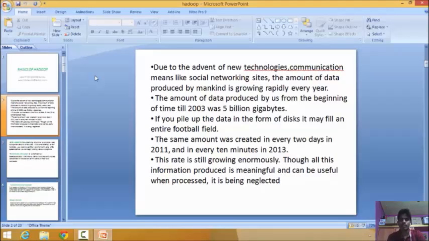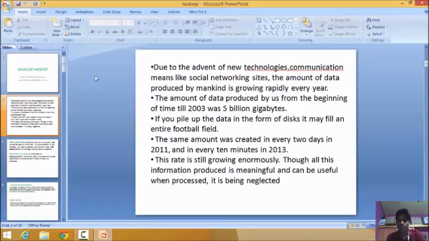With the advent of new technologies evolving day by day, year by year, like social networking sites like Facebook, the amount of data being generated is very huge. The data being generated is in terabytes, hundreds of terabytes. Facebook generates nearly 500 terabytes per day. Where does all this data go?